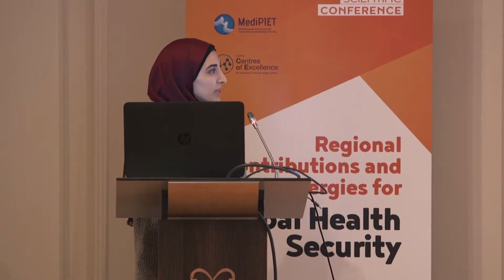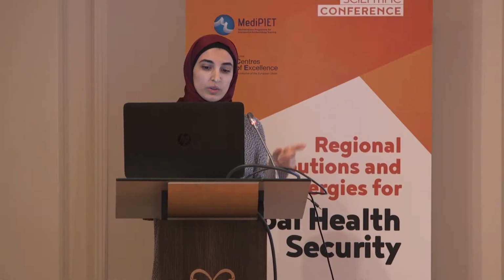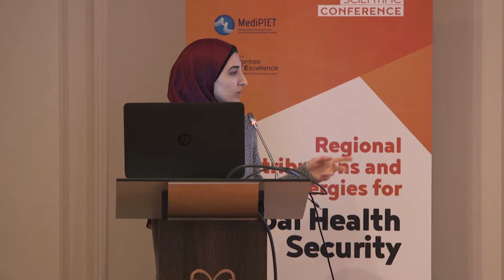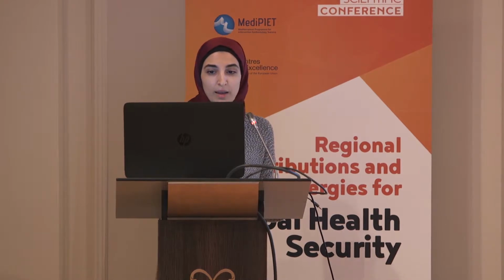This is for the types and subtypes of influenza. In blue, over here it shows as dark blue, it's influenza B, and you can see how it's distributed throughout the whole season. We had an increase of pandemic H1N1 towards the end of 2015, beginning of 2016, and it was kind of replaced with H3N2 in purple.